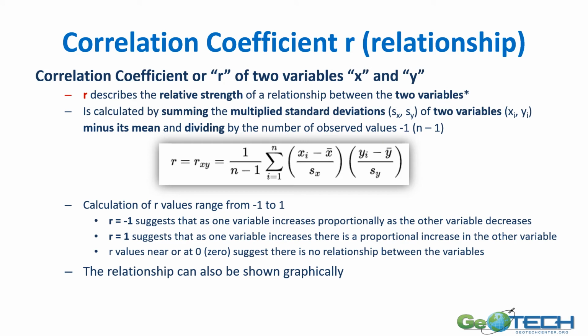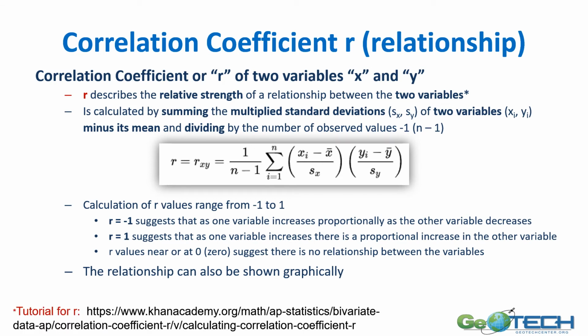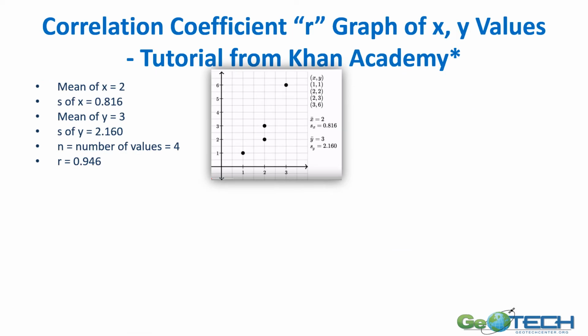Calculation of r gives you a value between minus 1 to 1, where r of minus 1 suggests one variable increases proportionally as the other value decreases. 1 suggests that one variable increases and the other variable also increases, and an r value near 0 suggests there's no relationship. This relationship can also be shown graphically. Here's a good tutorial for R from the Khan Academy. We're going to look at a Khan Academy graph explanation.